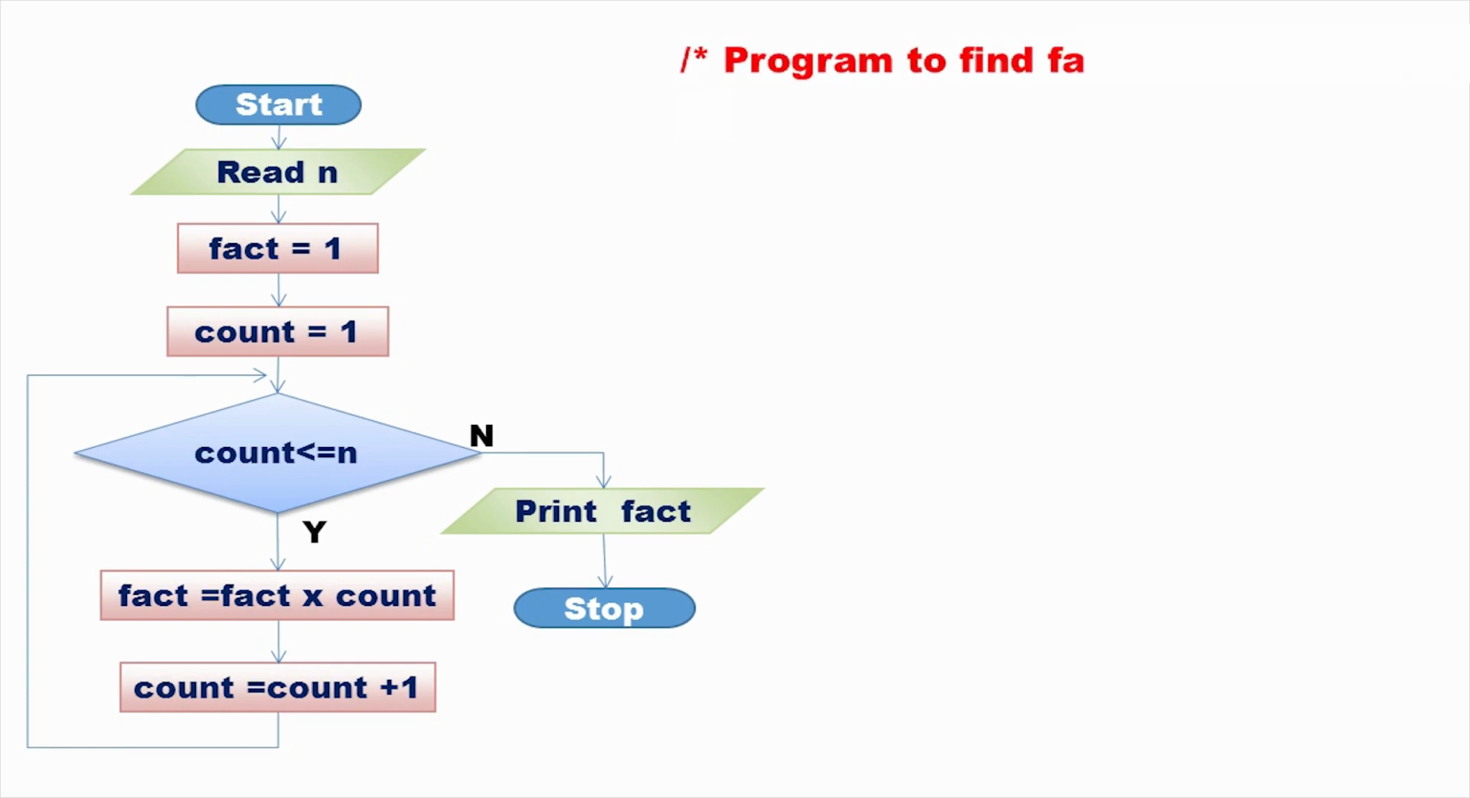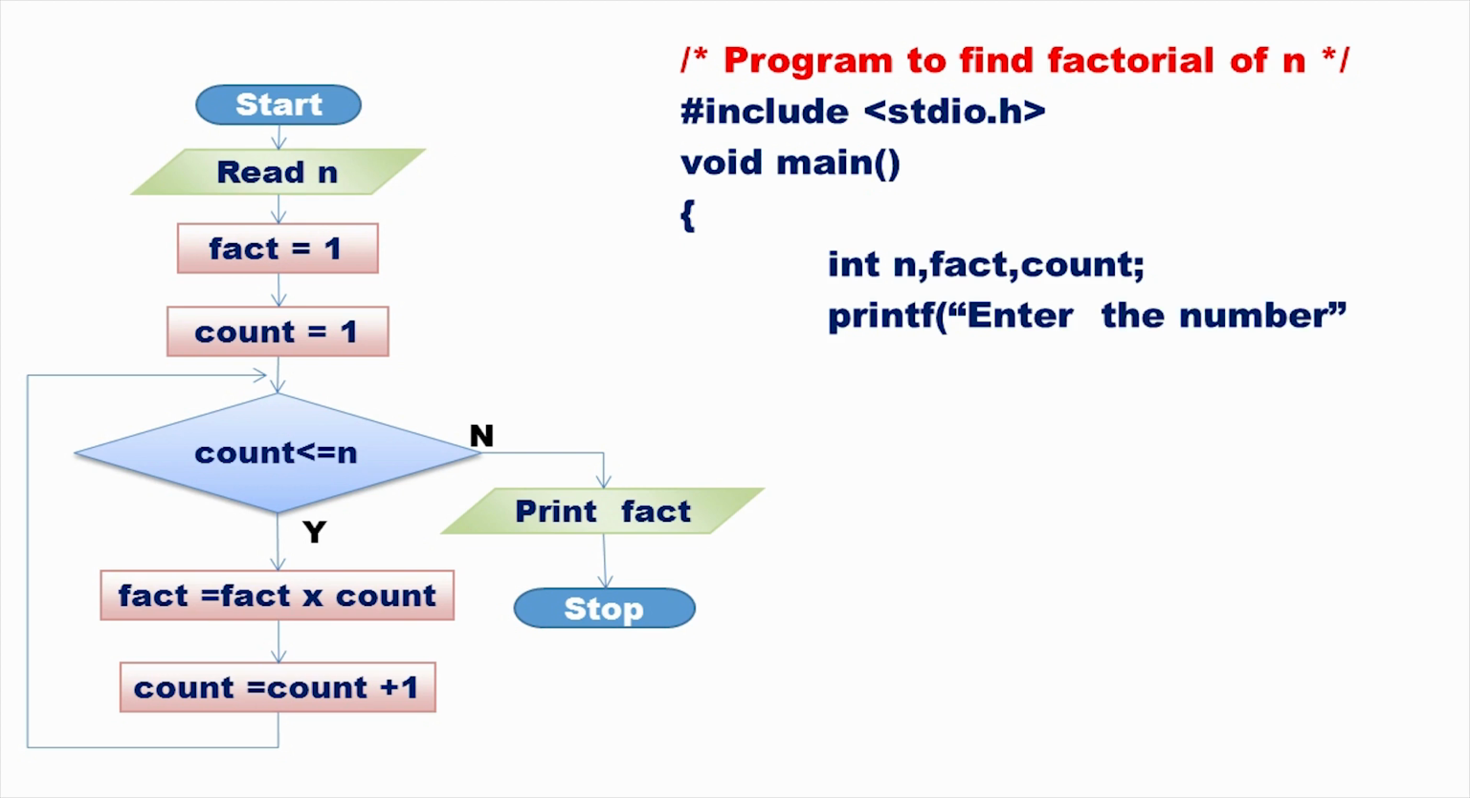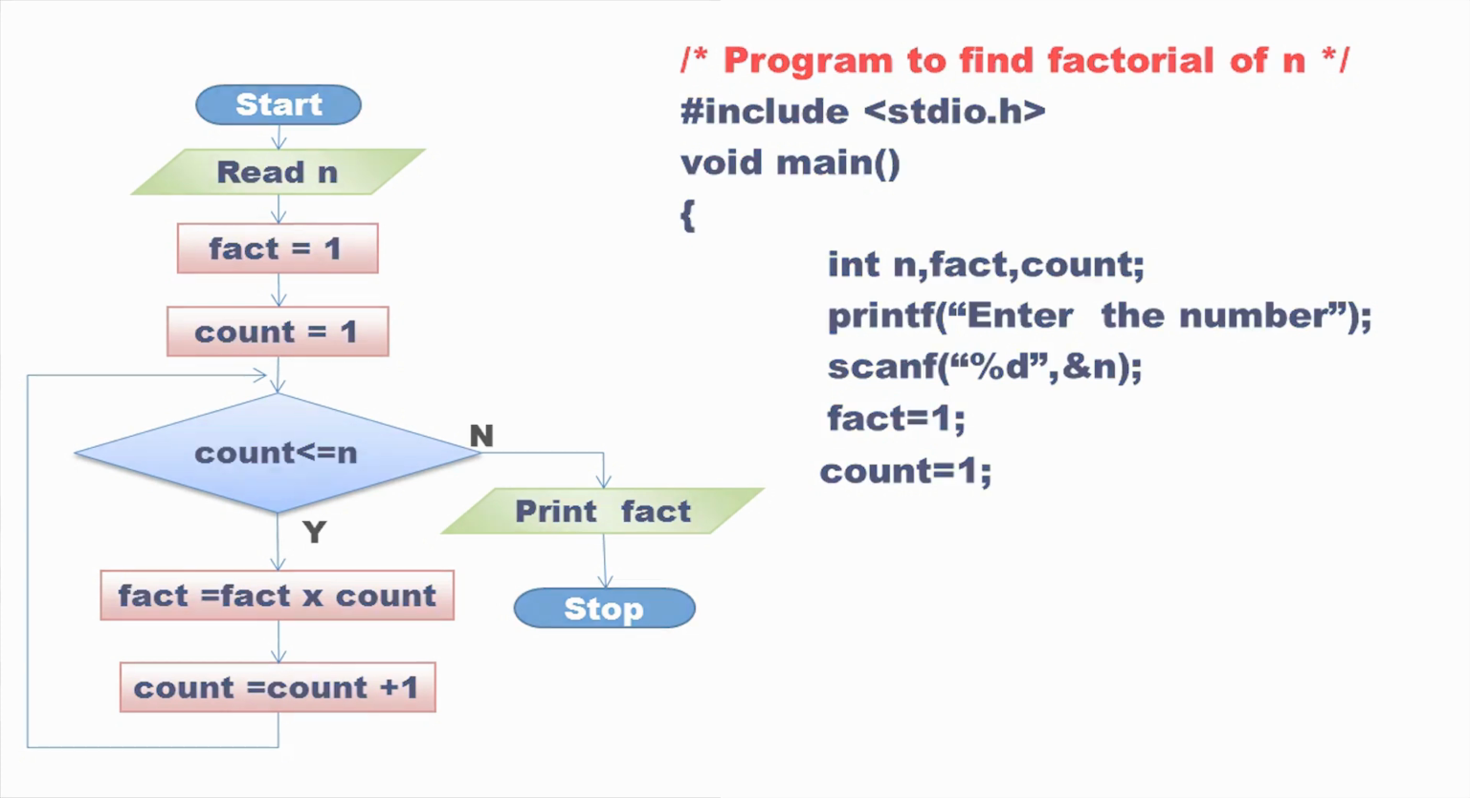Now let us translate the flowchart to C program. Include stdio.h as it is required for reading and printing operations. Start with main function. Put open curly brace. Declare variables n, fact and count. Type int n, fact, count. First step is read n. Type prompt message printf, enter the number. Scanf %d ampersand n. Initialize variable fact, fact equal to 1. Initialize variable count, count equal to 1.